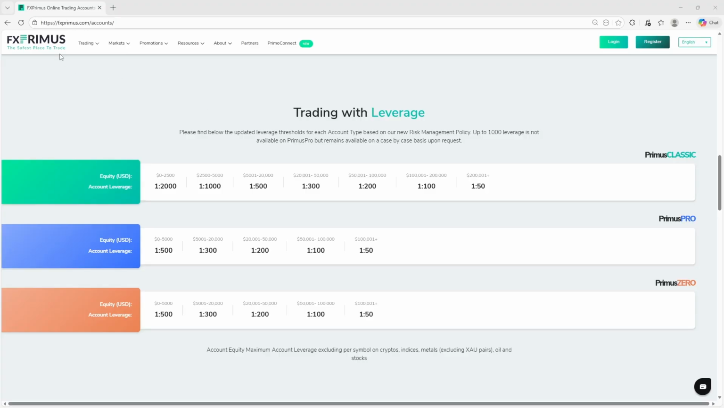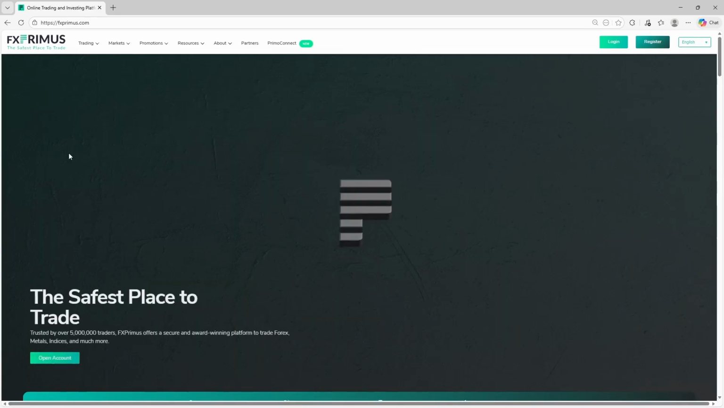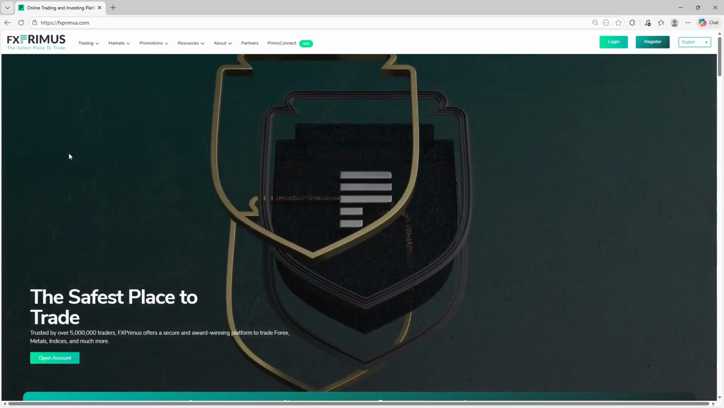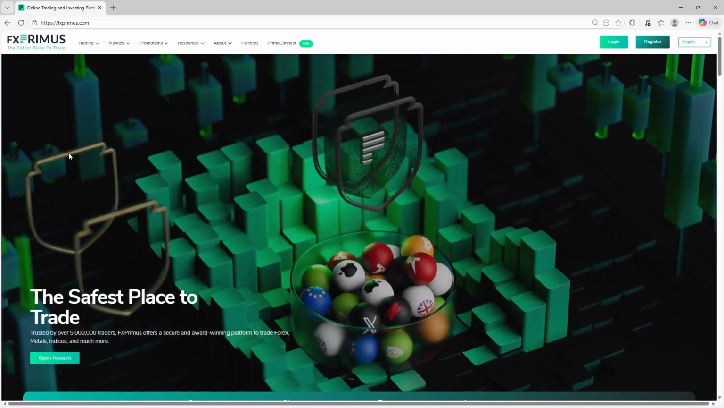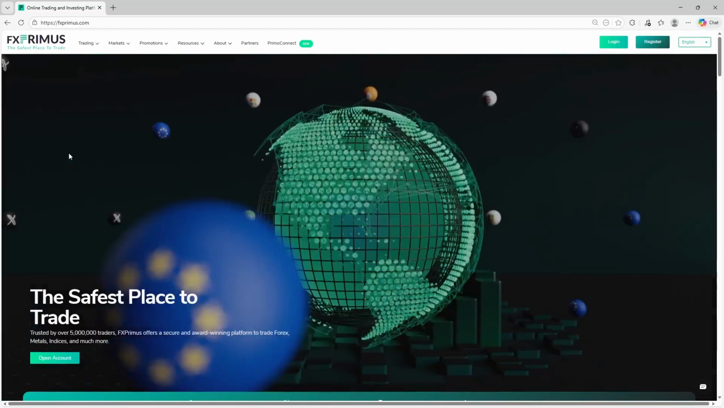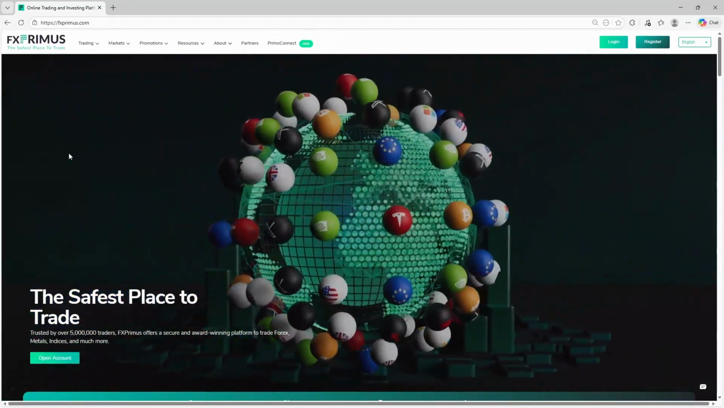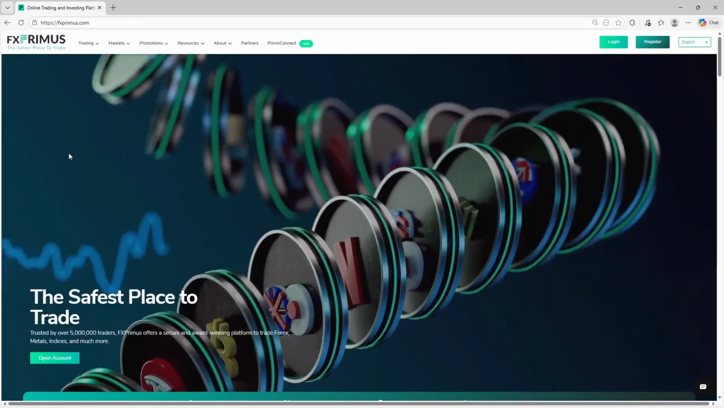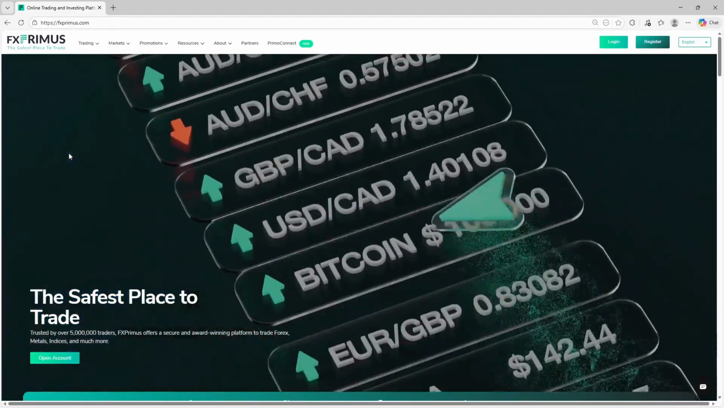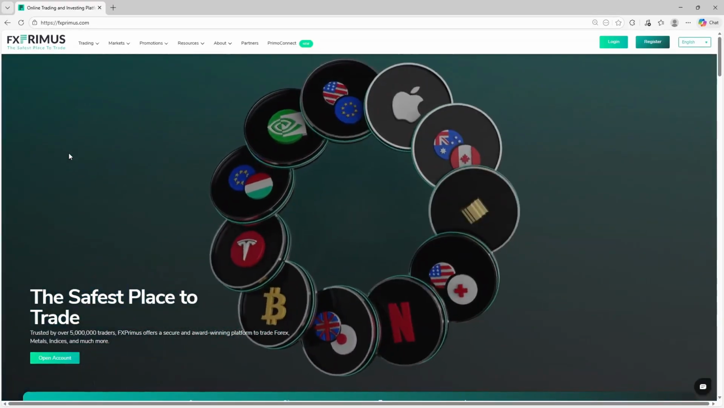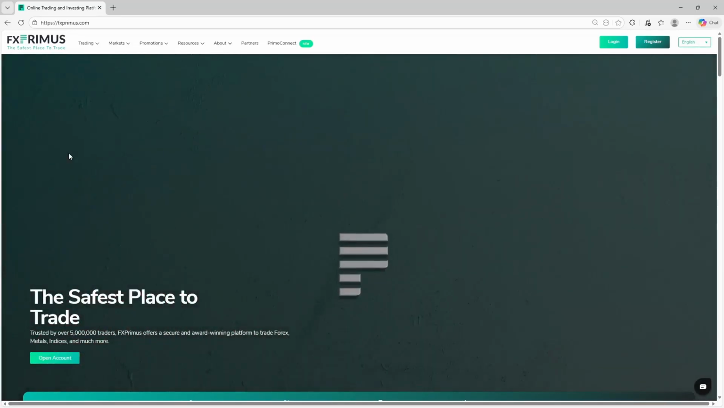Feature-wise, FXPrismus positions itself as a multi-asset broker, offering forex, indices, metals, energies, stocks, and cryptocurrencies. The platform environment focuses on stability rather than heavy customization, relying on MetaTrader's ecosystem for indicators, automation, and strategy development.